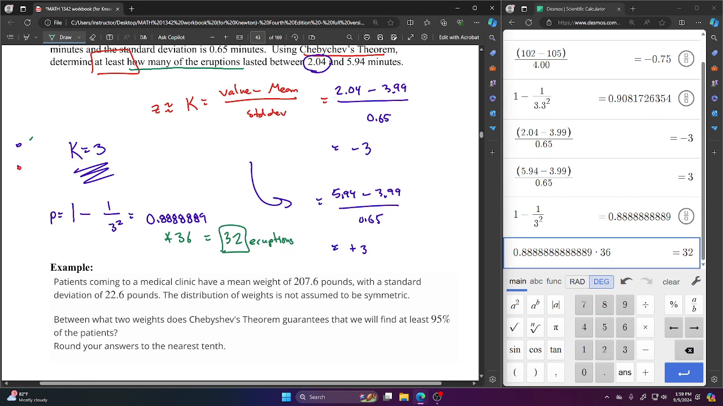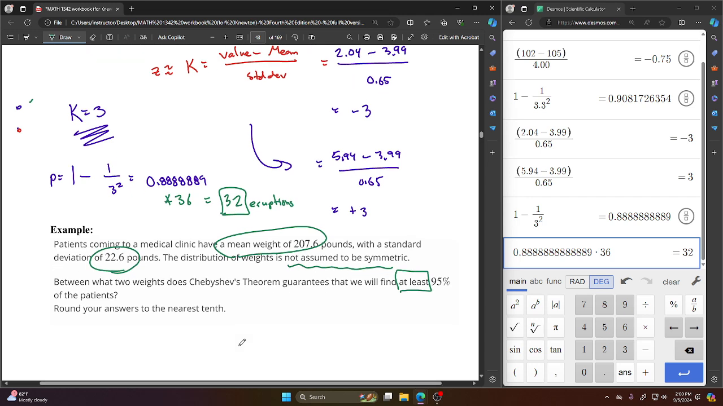Patients coming into a medical facility have a mean weight of this and a standard deviation of that. See how it says this is not symmetric? And then later on, you're going to see, there it is again, "at least." So between what two weights does Chebyshev's guarantee this much? In a way, it's kind of like we're going backwards.